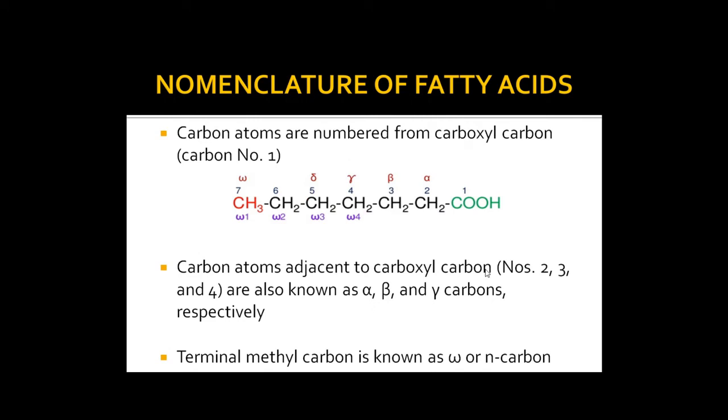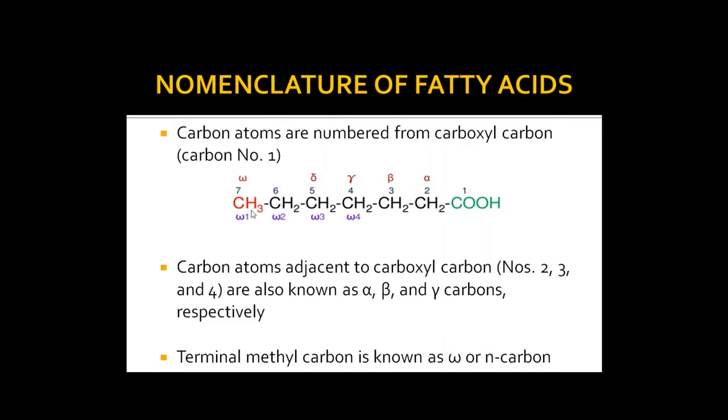The carbon atoms are numbered from the carboxyl carbon, numbering it as carbon number 1 as shown over here, and then the rest of the carbons are numbered 2, 3, 4, 5 and so on. The carbon atoms adjacent to the carboxyl carbon, that is carbon number 2, 3 and 4, are also named alpha, beta, gamma, delta and so on.